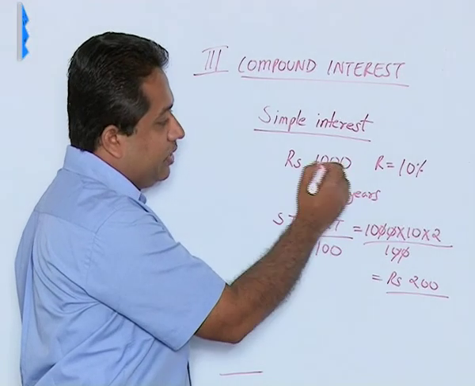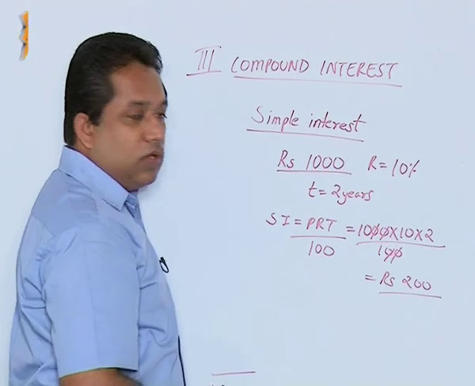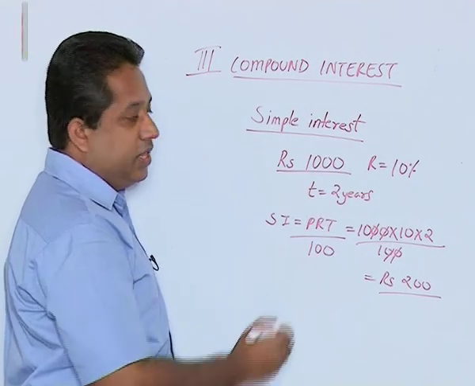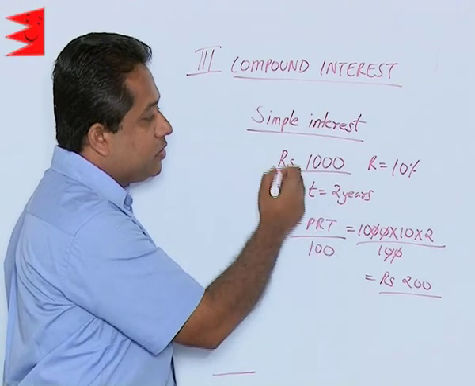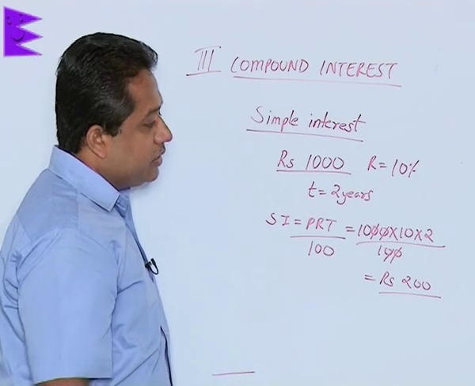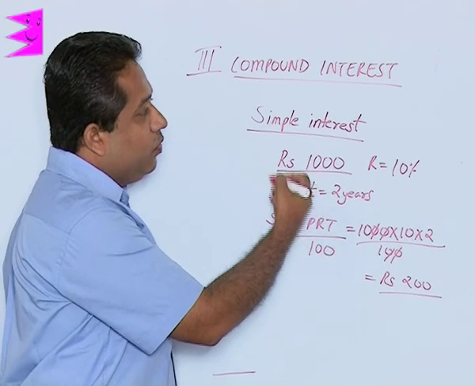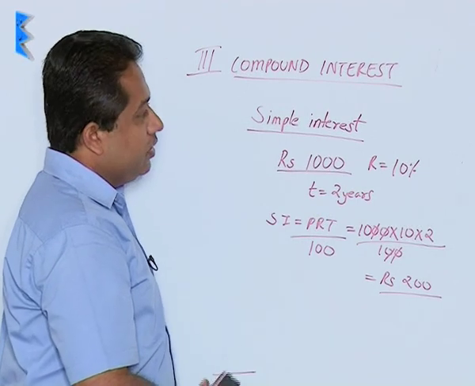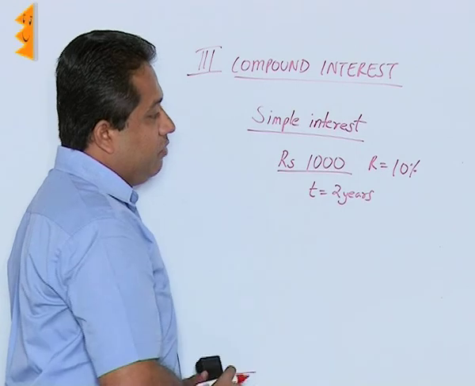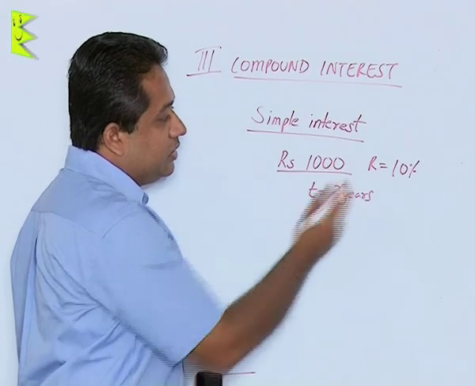So, at the end of 2 years he gets an interest of 200 rupees. That means 1000 rupees was his principal. After 2 years he gets 200. So, his principal does not change for the 2 years. Even if it is 10 years, 12 years, the principal remains constant. However, in case of compound interest, the principal changes and hence you will get a higher rate of interest.